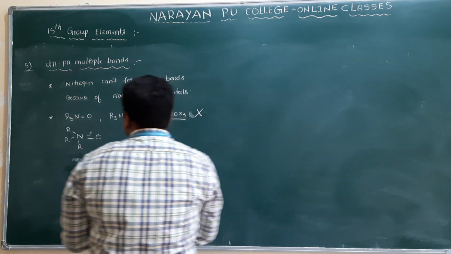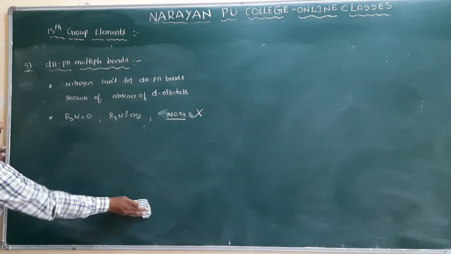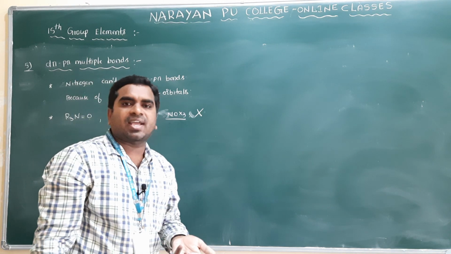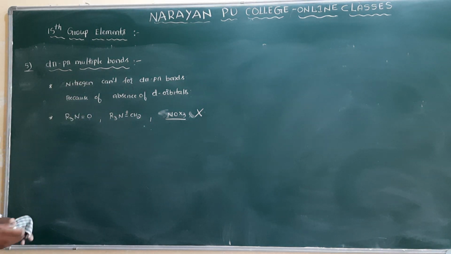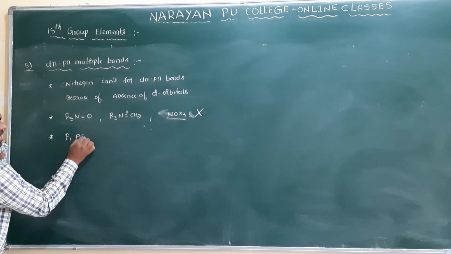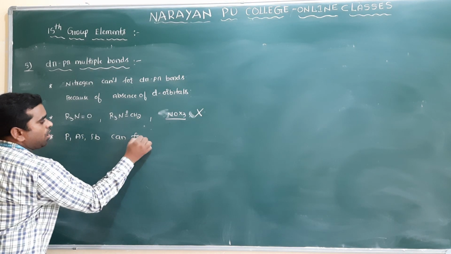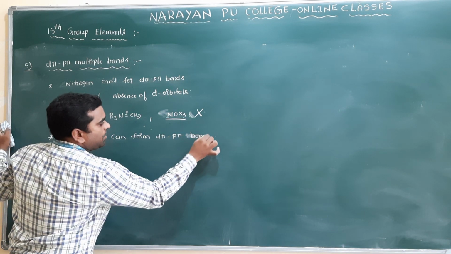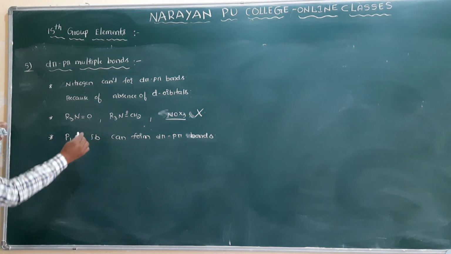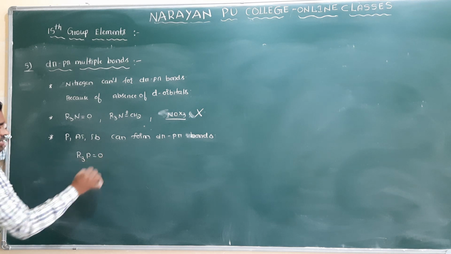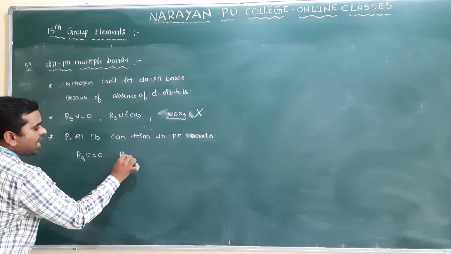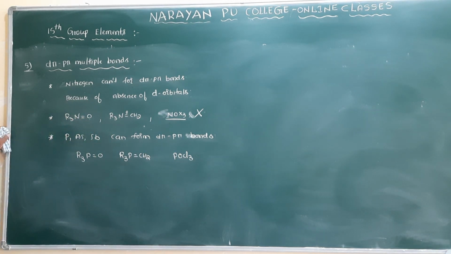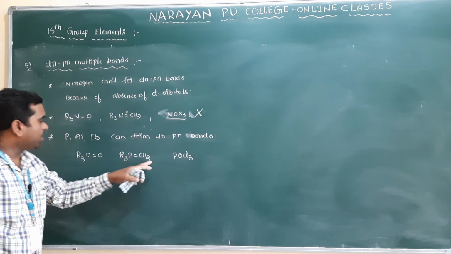But other elements like phosphorus, arsenic and antimony can form dπ-pπ multiple bonds. So the next point is that phosphorus, arsenic and antimony can form dπ-pπ multiple bonds. That's why we have phosphorus oxide, phosphorus double bonded to CH2, and phosphorus oxychloride, which we have already studied. These compounds can be formed by phosphorus, but not by nitrogen.